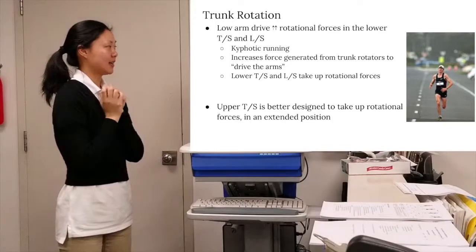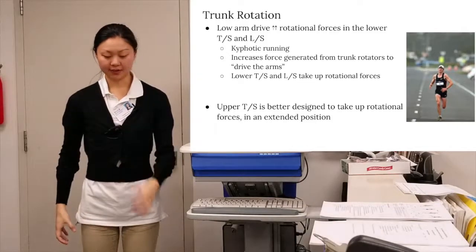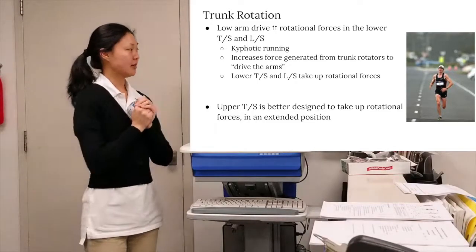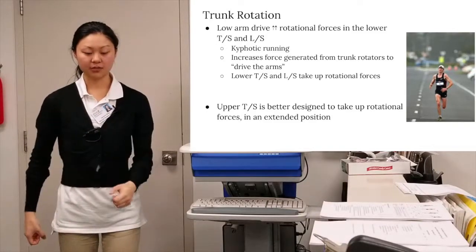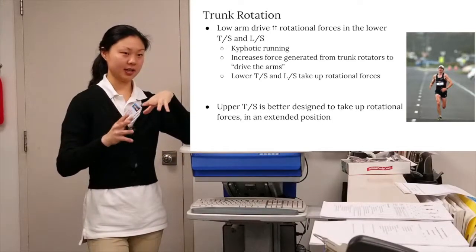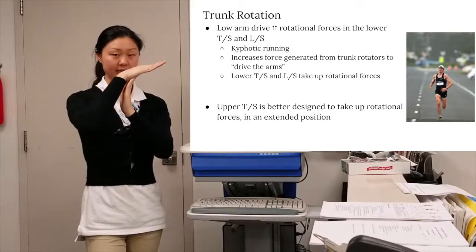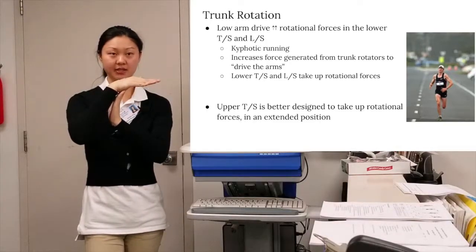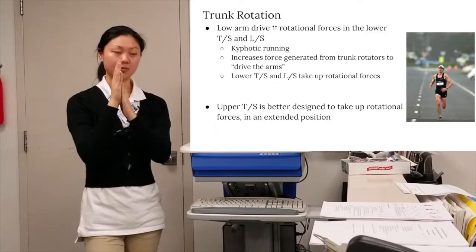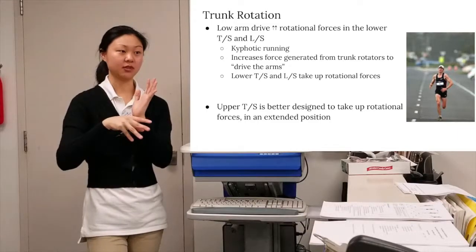Okay. And then I wanted to talk about your arms a little bit. The study looked at having a low arm drive, so running with the elbow angle greater than about 100 degrees. They found that runners who run with a very low arm drive tend to be more kyphotic when they run. As a result, your upper thoracic spine isn't able to rotate as well, because when you're kyphotic, the segments are flexed, and the upper thoracic spine can only rotate best when the segments are extended. So when your upper thoracic spine is flexed, all the rotational forces are taken up at your lower thoracic and lumbar spine, which could lead to back pain.